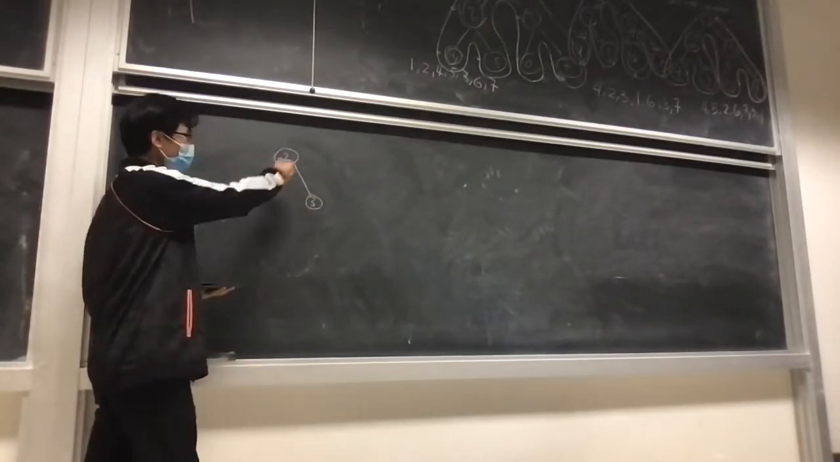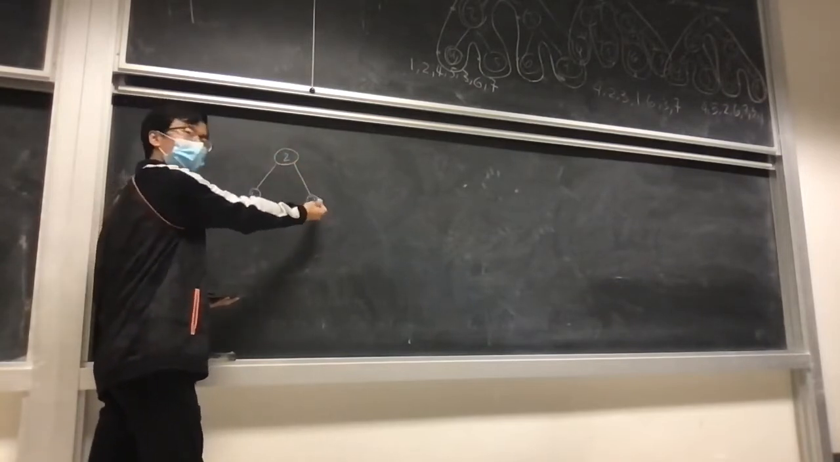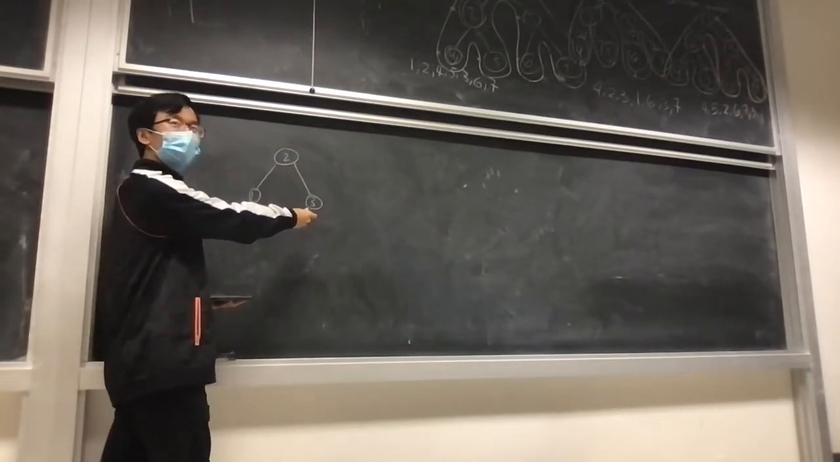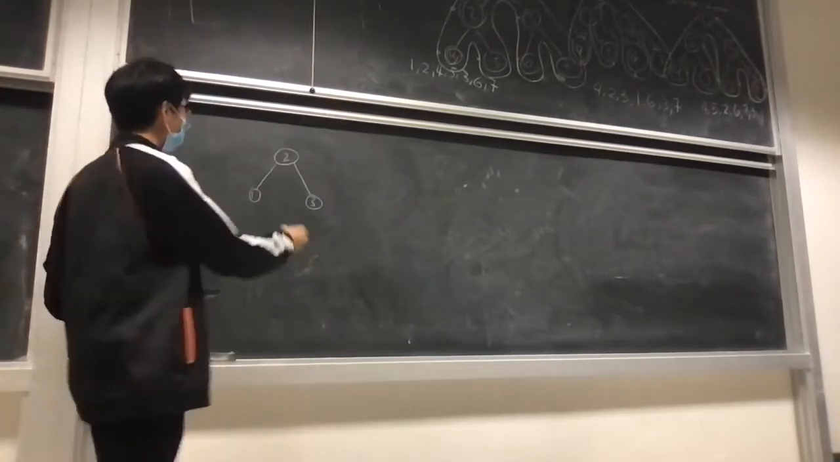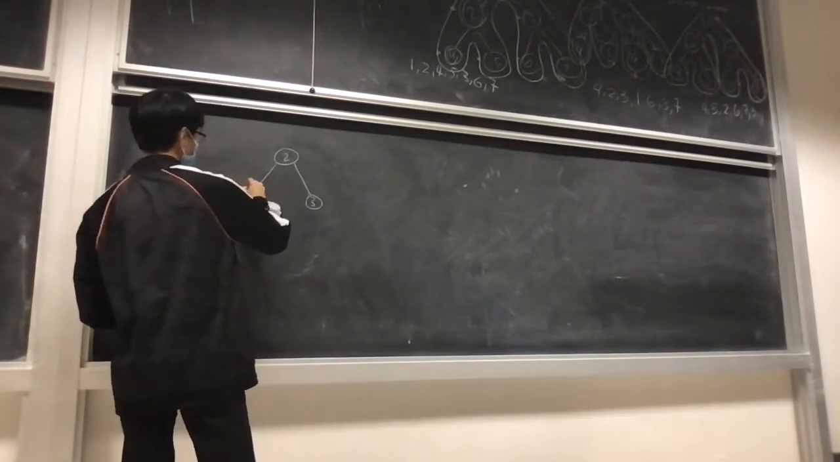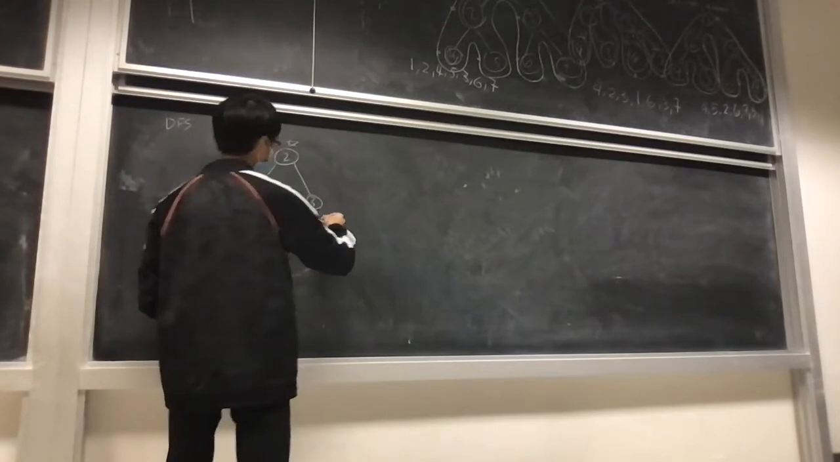So the properties of a BST: left is always smaller than this, which is always smaller than that. So does that tell you anything? It should be in-order. In-order is left, current, right. So we want to do this one first, and then this one, and then this one. And that gives us 1, 2, 3.